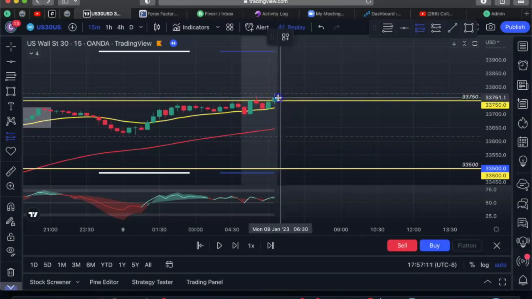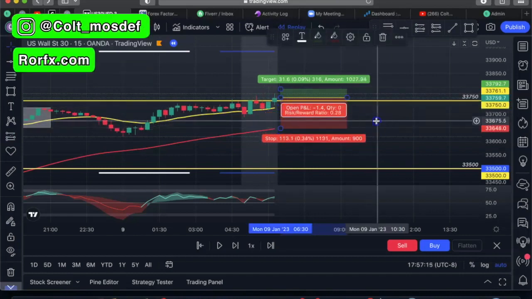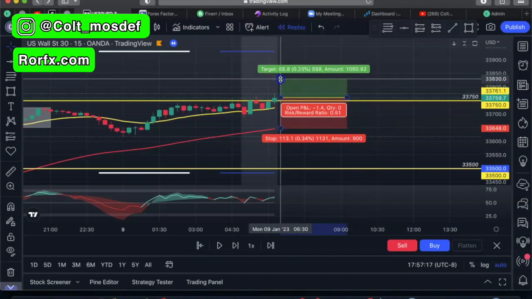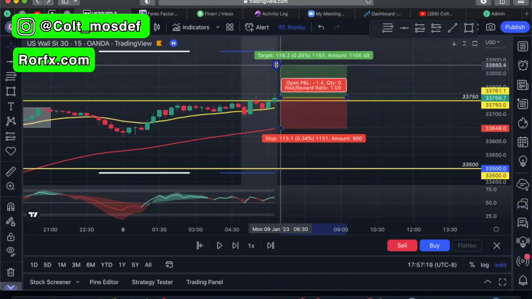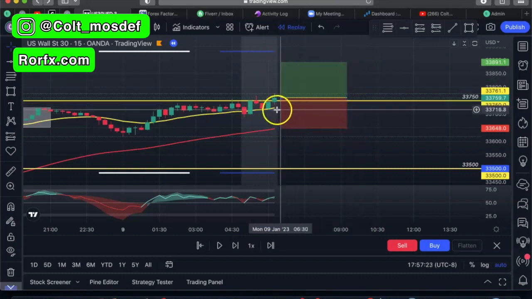So I went long today. I had a pretty beefy stop loss. And then I was like, do you know what? Let's just go for like a 1-to-1. I think I went for like 1,300 pips right around here. So this was a trade.